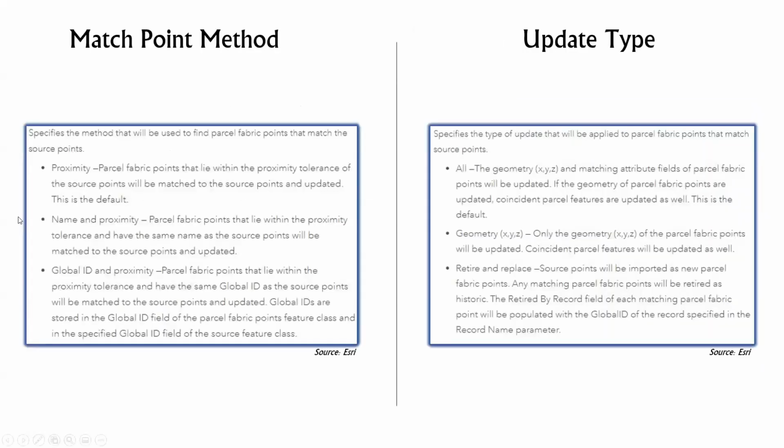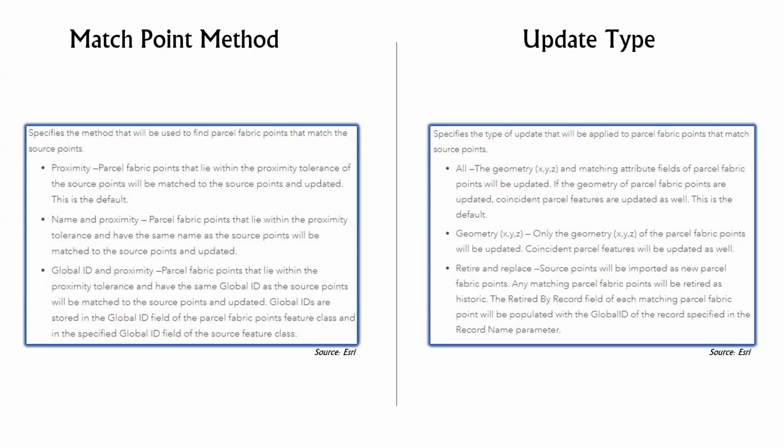Diving further into a couple of parameters of this tool, the choices for match point method are proximity, in which parcel fabric points within a proximity tolerance of the source points will be matched to the source points. Name and proximity, in which parcel fabric points within the proximity tolerance and have the same name as the source data are matched. And global ID and proximity, in which the parcel fabric points within the proximity tolerance and have the same global ID as the source points are matched and updated.